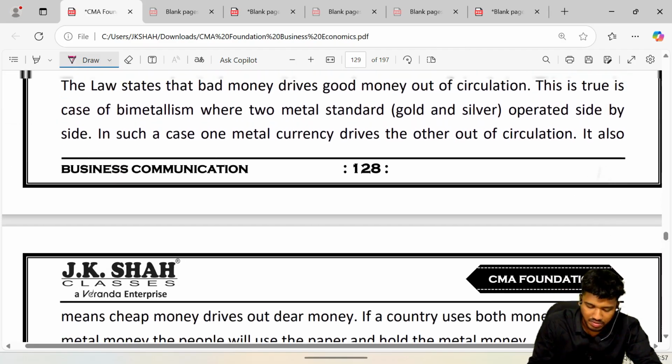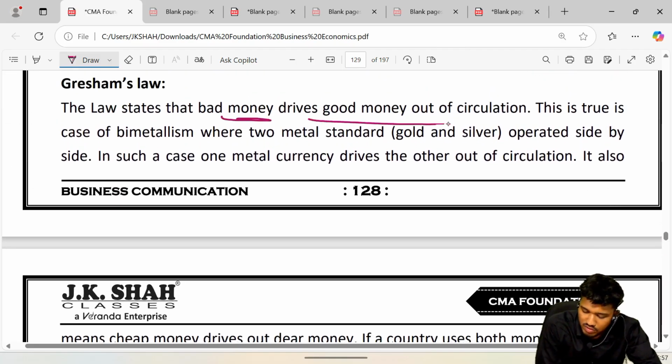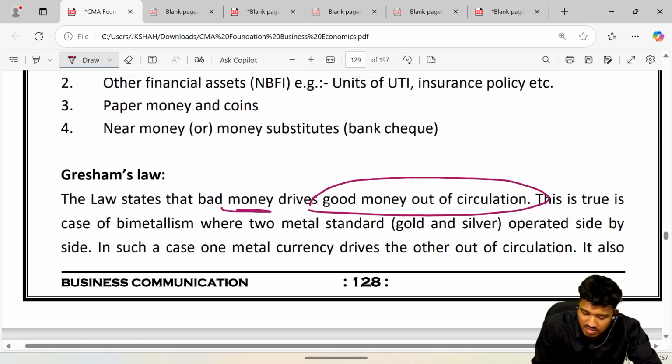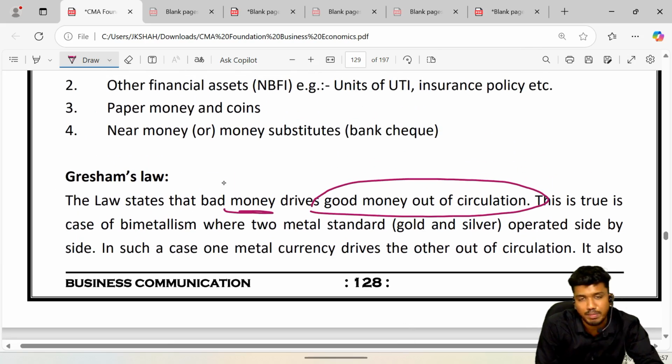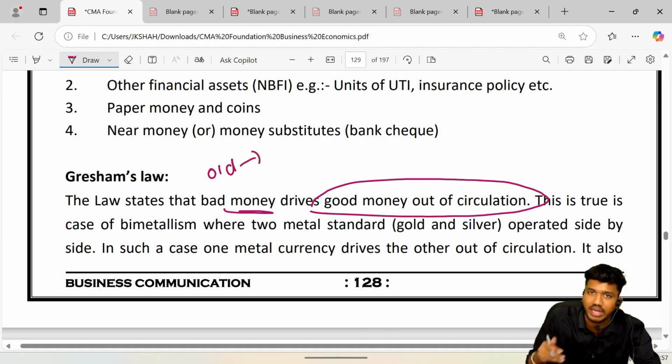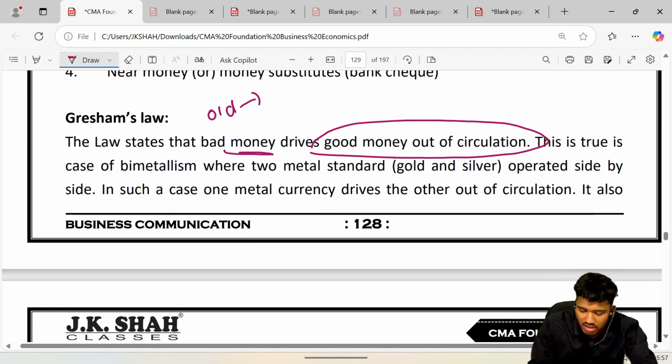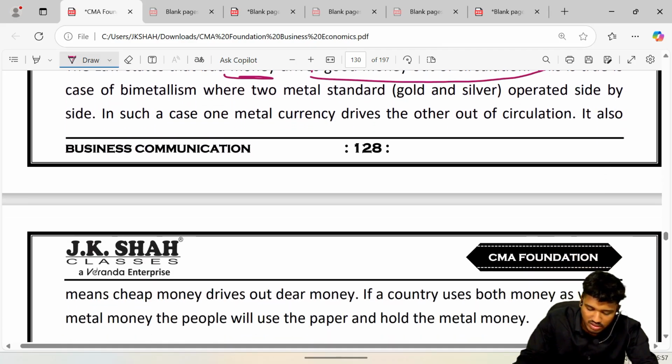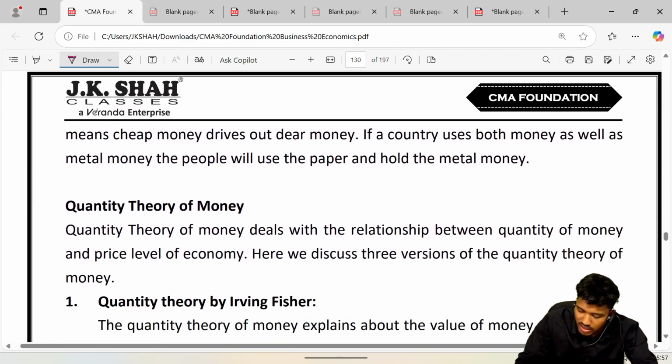It was a small law. See, bad money drives good money out of circulation. What does that mean? The citizens of the country use more and more of the bad money, that is the old money, and the new money is withheld by them. So it is called bad money drives good money out of circulation. That is the thing which was put across.